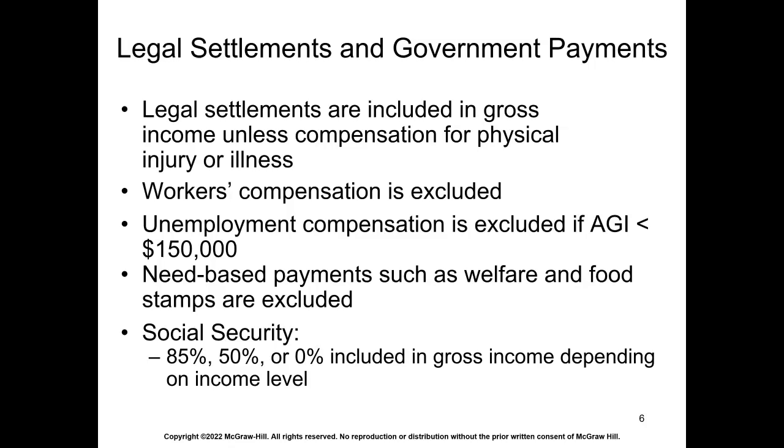Okay, also need-based payments such as welfare and food stamps are excluded. And then Social Security, as we've seen, is either 85%, 50%, or none of it included in gross income, and that depends on your other activity as far as income is concerned.